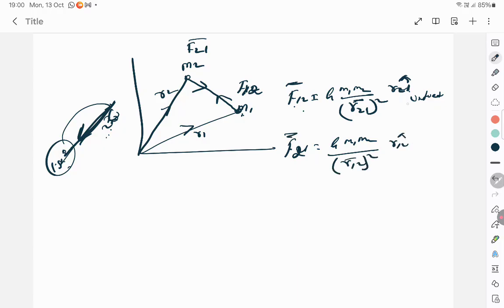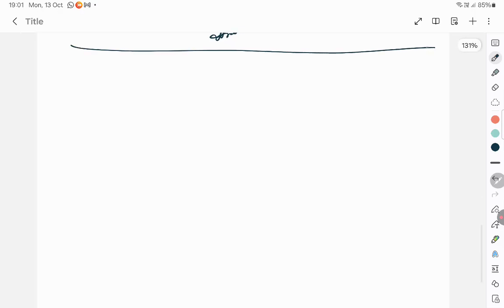Okay, you know that these two are equal and opposite. R21 is minus of R12. Therefore, F12 vector is minus of F21 vector. They are equal, and the negative sign shows that they are attractive. The negative sign means attractive, so you should have a negative sign. Are you clear? So this is what happens in superposition of forces.